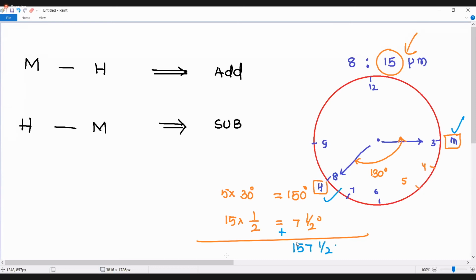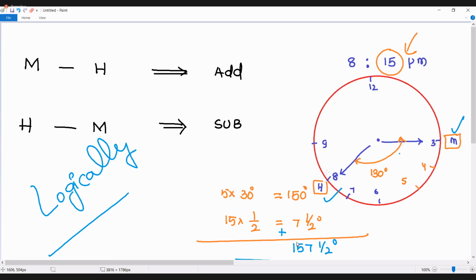If you start thinking logically why we are adding, you can understand: this is 8 o'clock, we are talking about 8:15. After 8, the hour hand will move towards 9. That means whatever tilt is there, that will come outside. That is going to be 7.5. So 150 plus 7.5 is equal to 157.5. So that is a basic understanding.